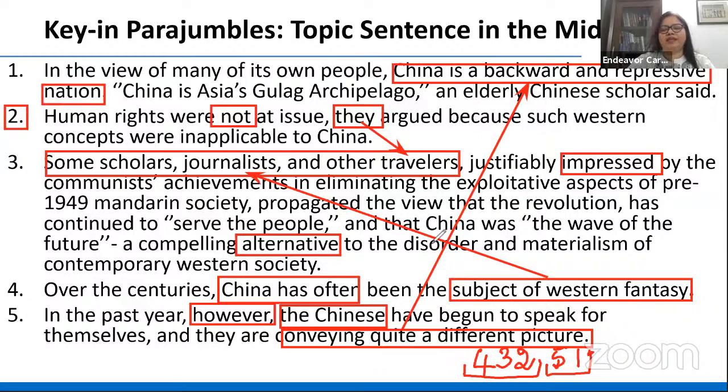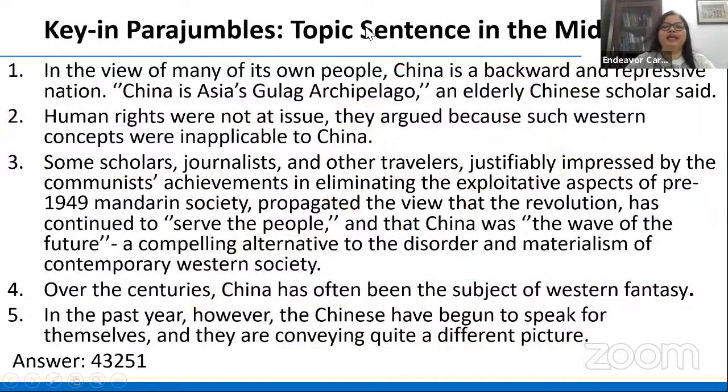So this is my sequence here, 4, 3, 2, 5, 1. And what is my topic sentence? 5 is my topic sentence, right? So, a slightly tricky one, very typical of the kind of arguments that you'll come across in CAT, all right? But this is our answer, right? Let's take a look at the next one. Let's move on to the next.